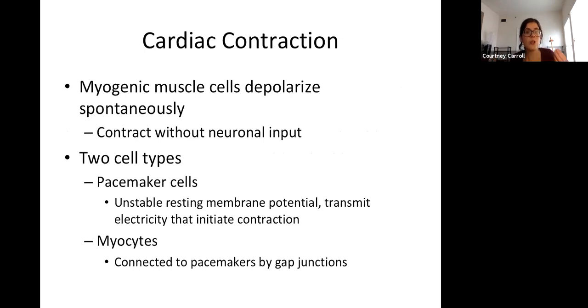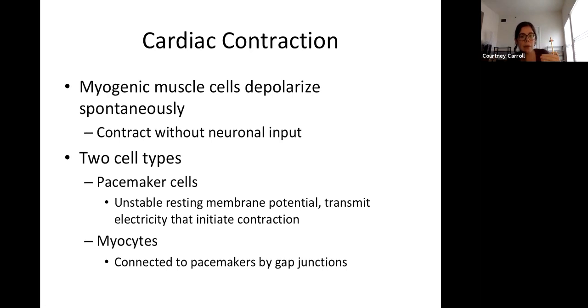We're going to be thinking about two different types of cells. So we've got cells that depolarize spontaneously, and we have our pacemaker cells. Our pacemaker cells have an unstable resting membrane potential. If we remember that diagram that I drew 500 times for a neuron, where we have resting membrane potential at around minus 70 millivolts, it takes a signal to bring it to threshold at negative 55, and then it will fire an action potential.